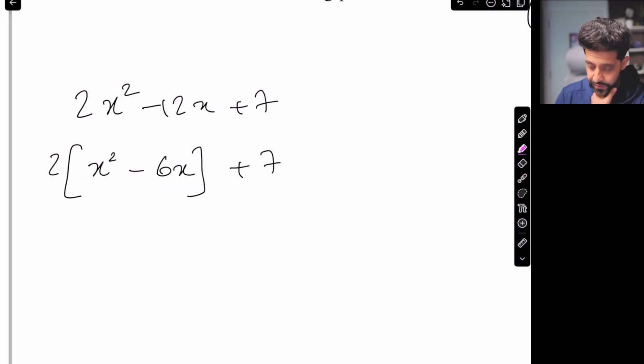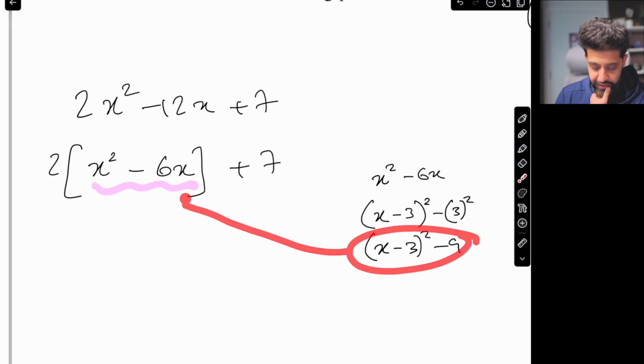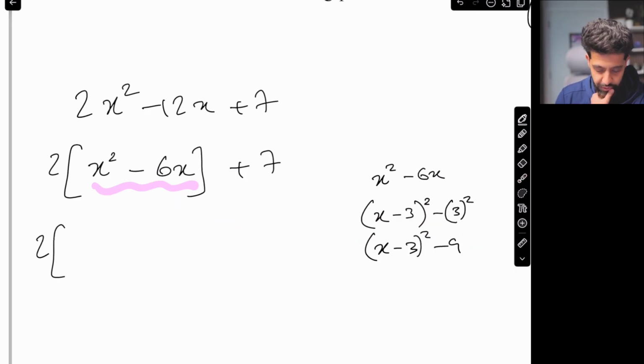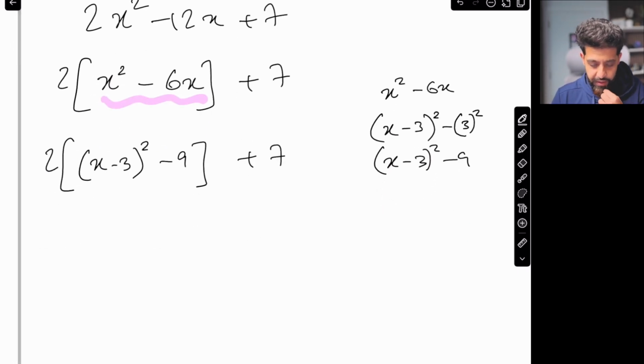So this section here, I'm just going to take to the side and complete the square on it. How do we complete the square? We take that coefficient and divide it by 2, so that becomes minus 3 squared, and take away the 3 squared. So that will be (x minus 3) squared minus 9. And then we're going to put that back into there. So it's going to be 2 bracket, and inside it's going to be (x minus 3) squared minus 9, and then the plus 7 is also outside the bracket. Now we're going to expand this out.